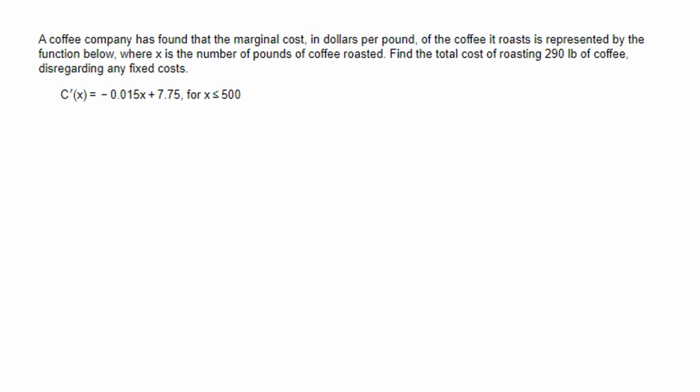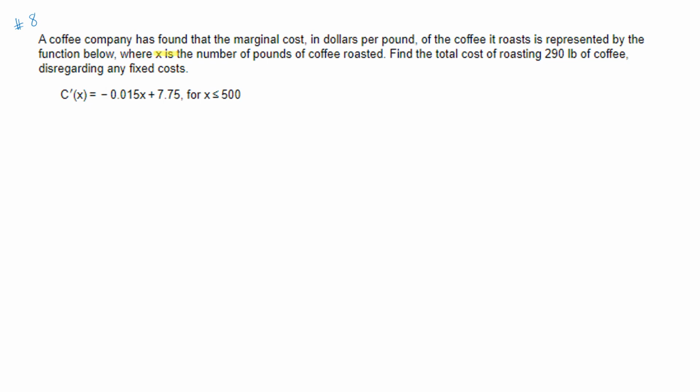Now, this is from the same section. This is number 8, and we're talking about a coffee company. So the coffee company has found that marginal cost in dollars per pound of the coffee it roasts is represented by the function below, where X is the number of pounds of coffee roasted. Find the total cost of roasting 290 pounds of coffee, again, disregarding any fixed costs.